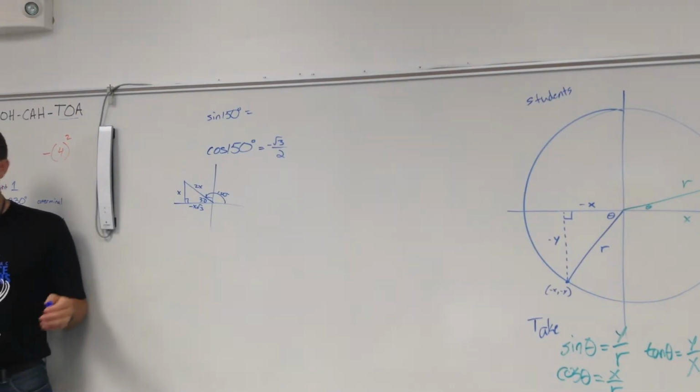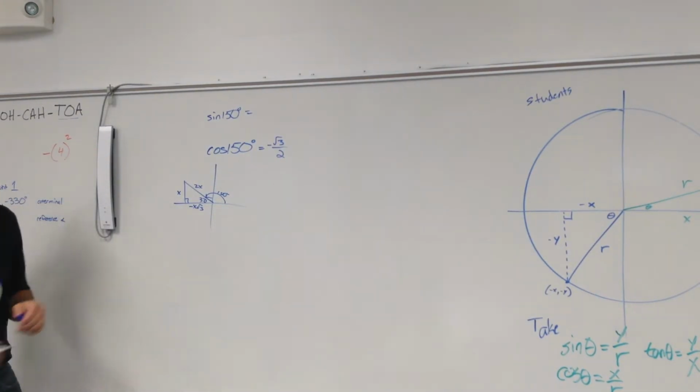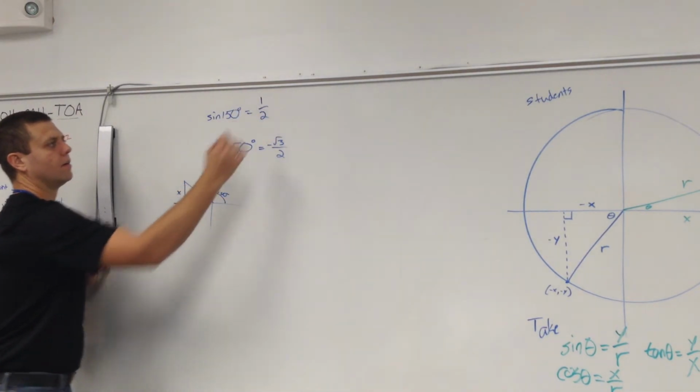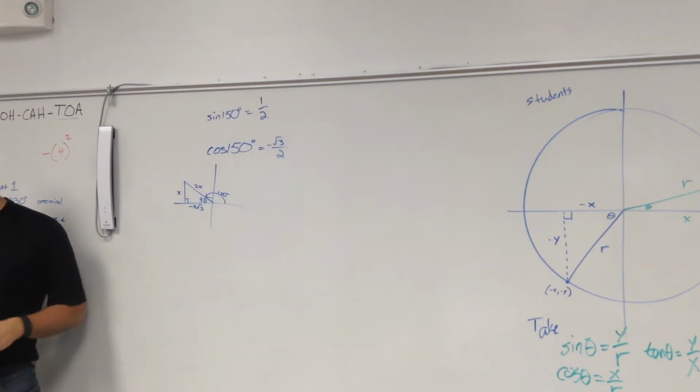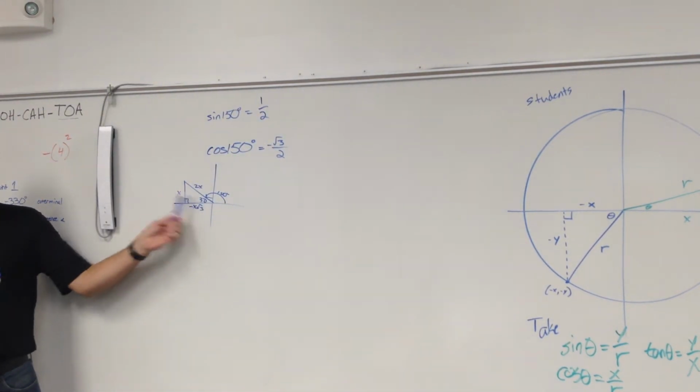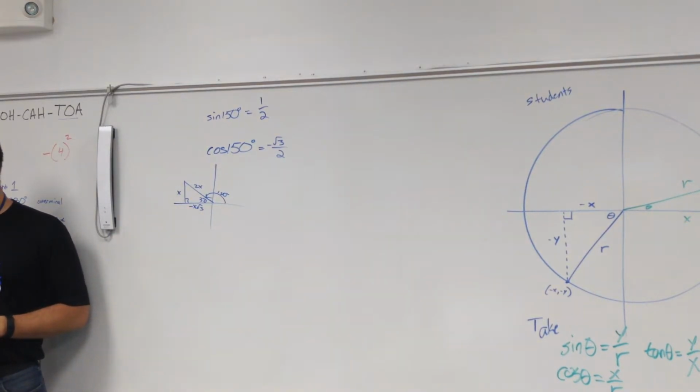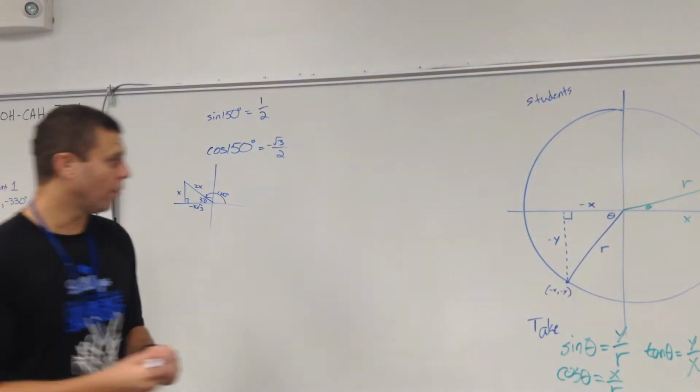1/2. Yep. Sine of 150 is 1/2. Opposite over hypotenuse. Okay. So, kind of, sort of. Feel like you could at least draw pictures if you needed to for a while? Yeah. Okay.